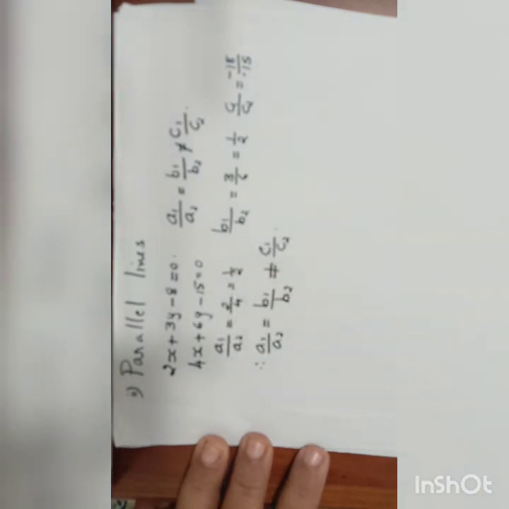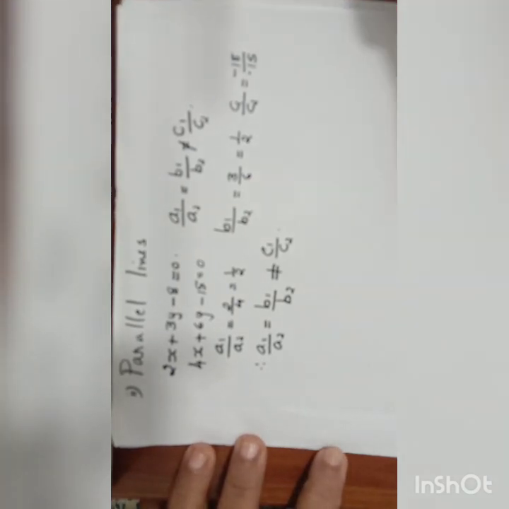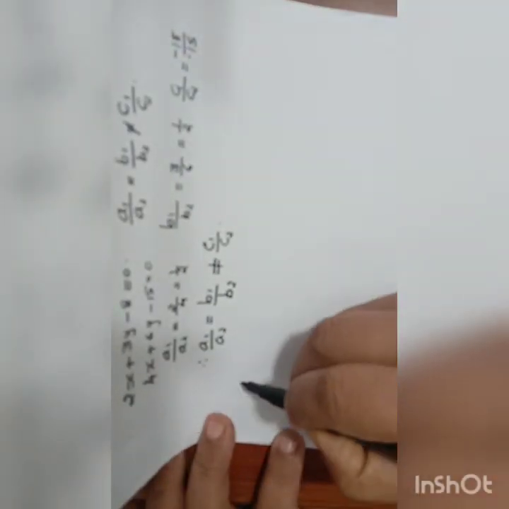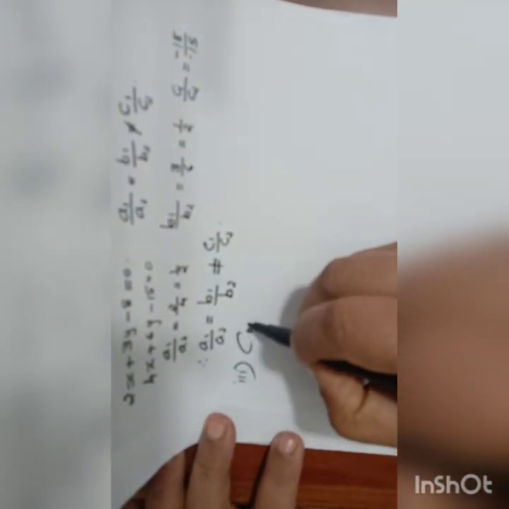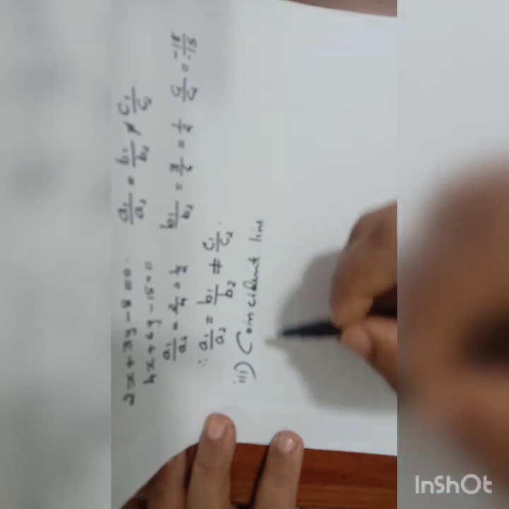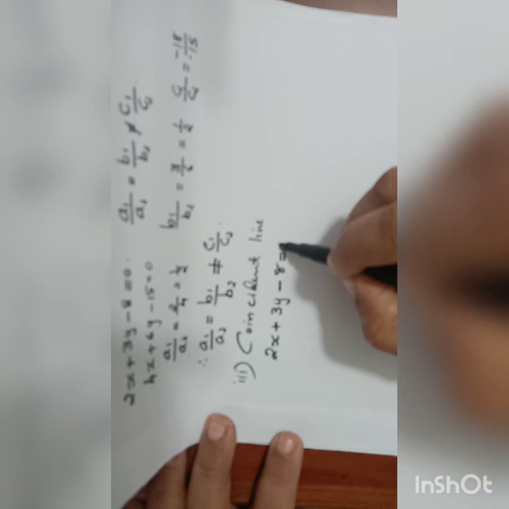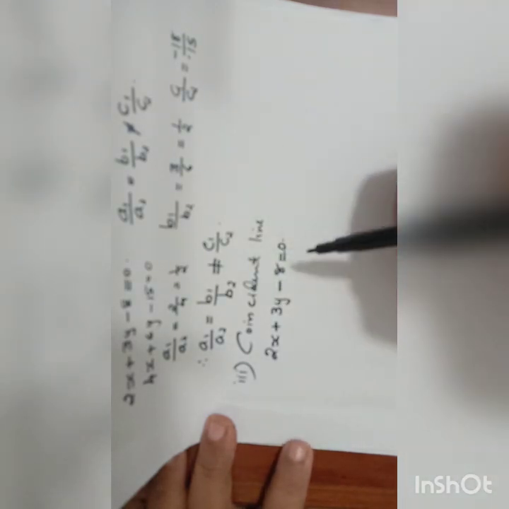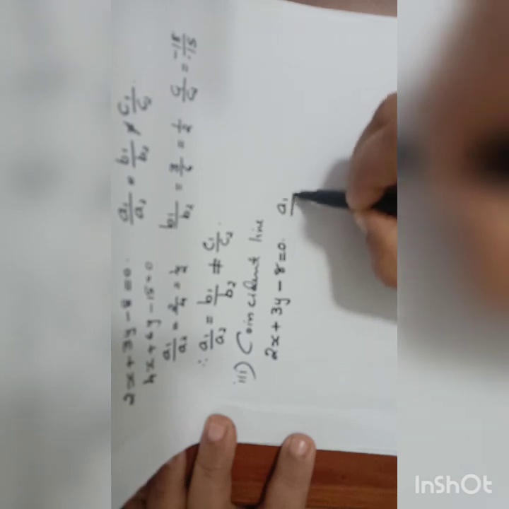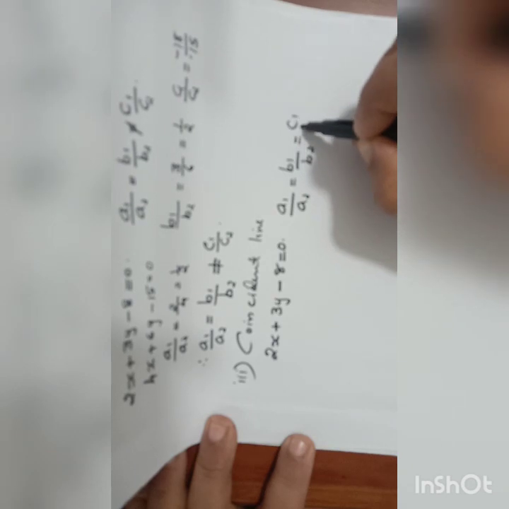So in order to get coincident lines, what is the condition for coincident lines? For coincident lines, a1 by a2 equal to b1 by b2 equal to c1 by c2. That is the third one, coincident line. For coincident lines, we are given the equation 2x plus 3y minus 8 equal to 0. All the three ratios should be equal. So the condition is a1 by a2 equal to b1 by b2 equal to c1 by c2.